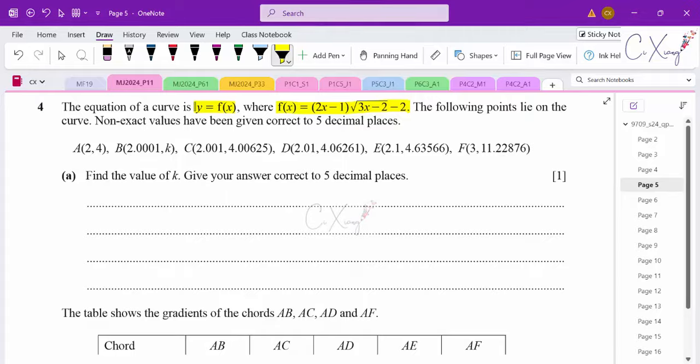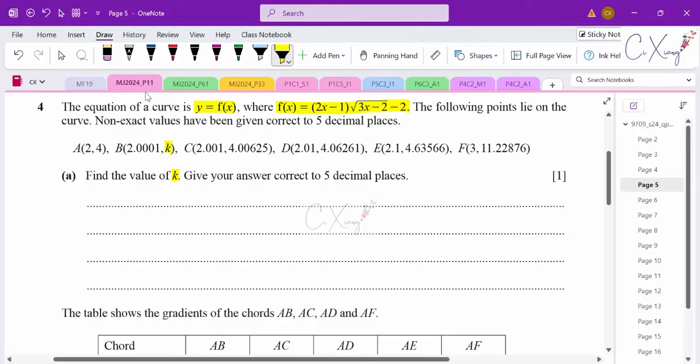And then you will see that A is 2, and then the x coordinate for B is 2.0001, which is very, very close to A. Then C is slightly further from point A, which is 2.001, but it is still very close. Then D, E, and F. F is 3, which is the furthest point from A. So now they want us to find the value of k.